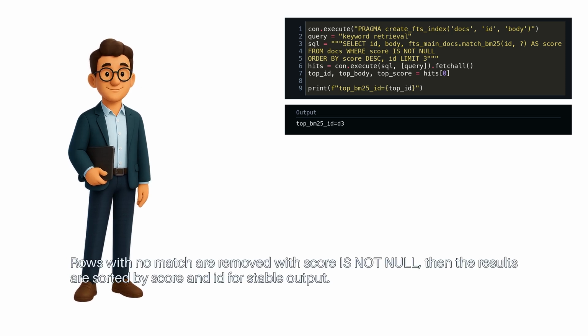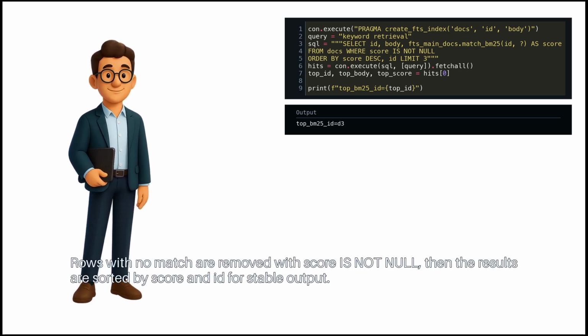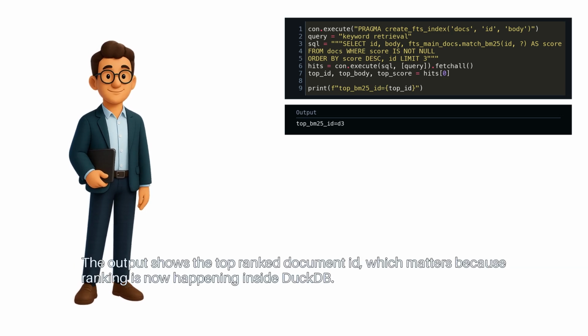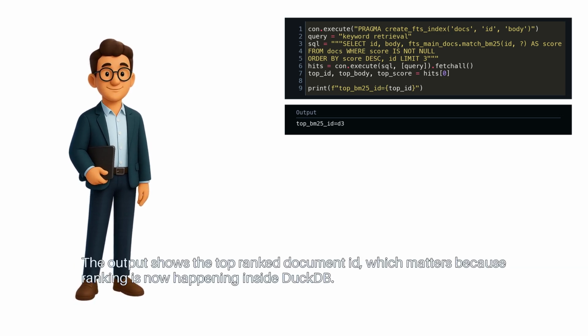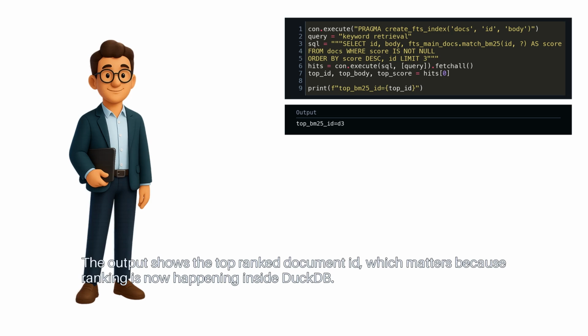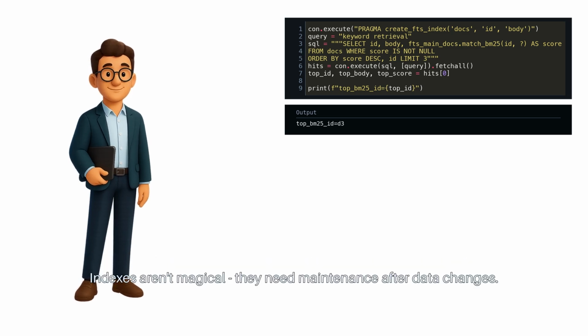Rows with no match are removed with score IS NOT NULL. Then the results are sorted by score and ID for stable output. The output shows the top-ranked document ID, which matters because ranking is now happening inside DuckDB. Indexes aren't magical. They need maintenance after data changes.